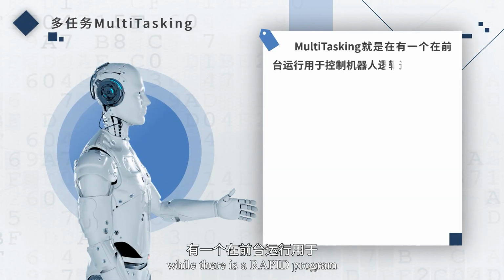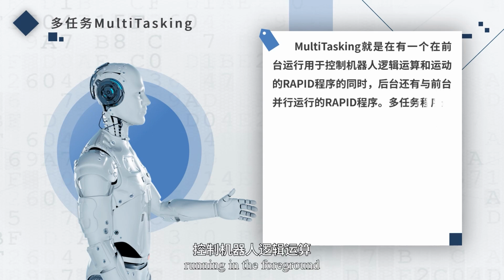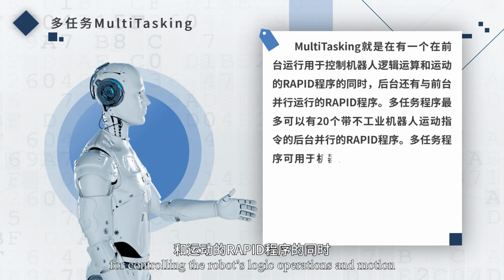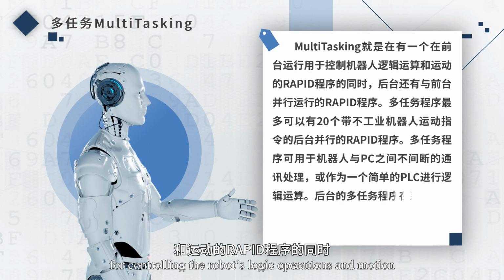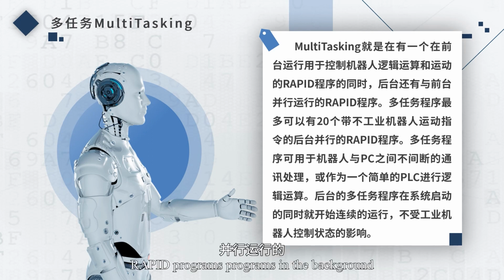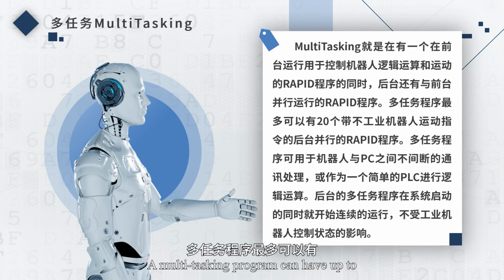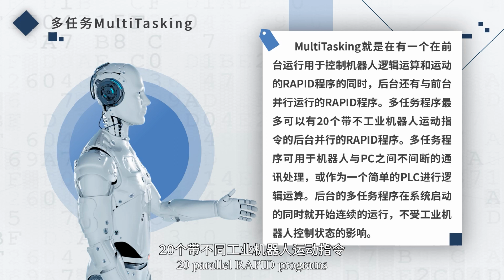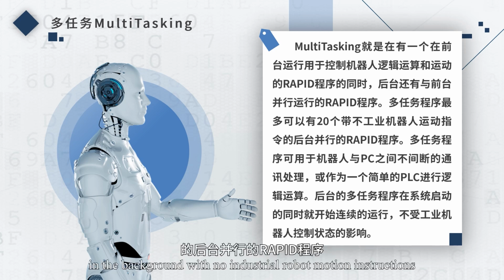Multitasking means that while there is a RAPID program running in the foreground for controlling the robot's logic operations and motion, there are also RAPID programs in the background running in parallel with the foreground. A multitasking program can have up to 20 parallel RAPID programs in the background with no industrial robot motion instructions.